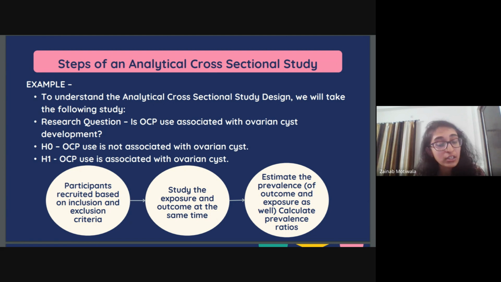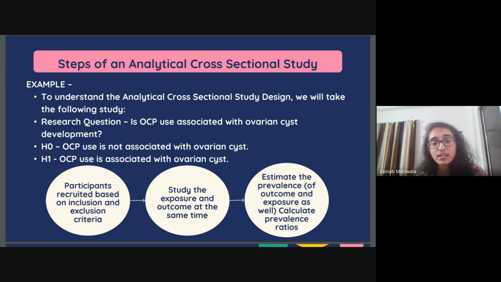So in this particular example, the null hypothesis would be that OCP is not associated with ovarian cyst. It is something opposite to what we're expecting. And the alternate hypothesis is that OCP is associated with ovarian cyst.